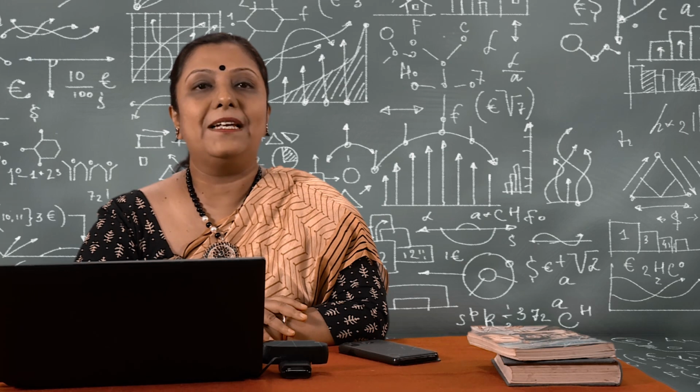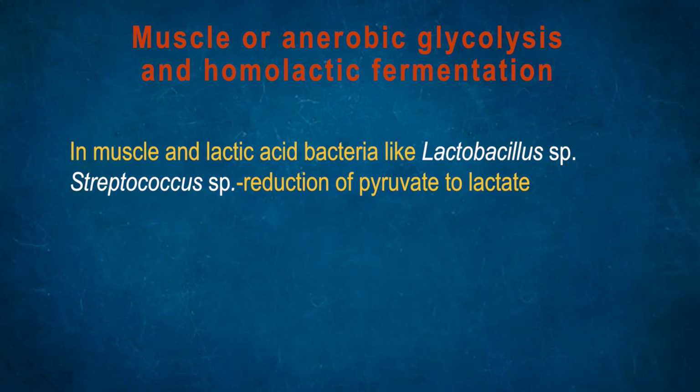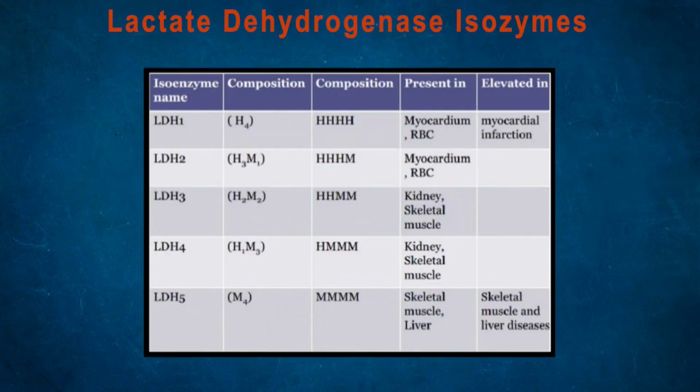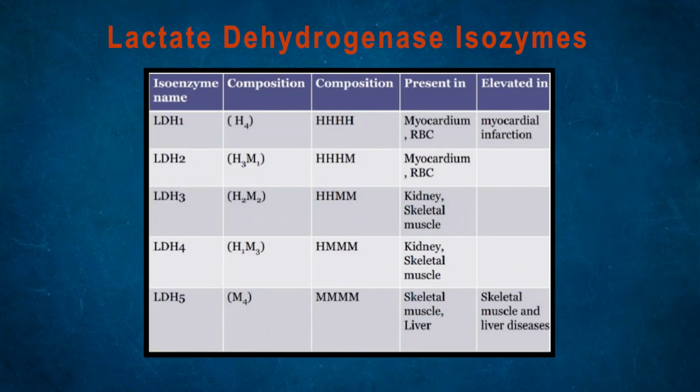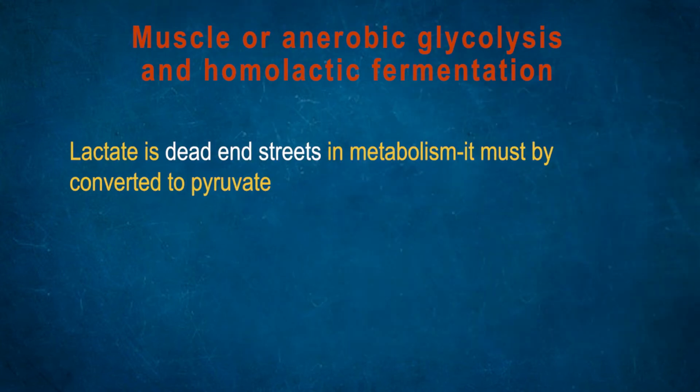Muscle or anaerobic glycolysis and homolactic fermentation. In muscle and lactic acid bacteria like lactobacilli and streptococci, reduction of pyruvate to lactate happens with the help of the enzyme lactate dehydrogenase. Many lactate dehydrogenase isoforms, isozymes, are present in heart, skeletal muscle, liver, kidney, RBC, etc. Lactate is a dead end street in metabolism.